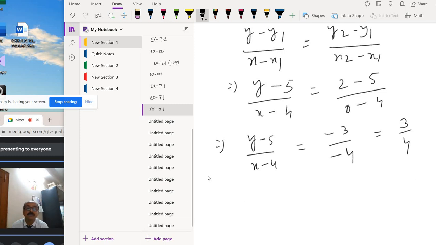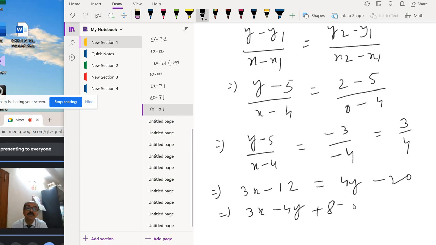Now cross multiply: 4y minus 20 equals 3x minus 12. So 3x minus 4y plus 8 equals 0. This is the equation of the median RS. This is the answer. Okay. Number 10.